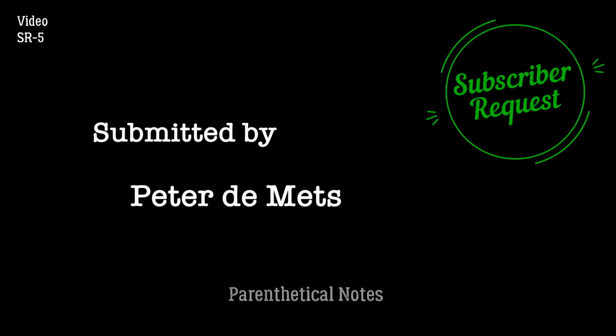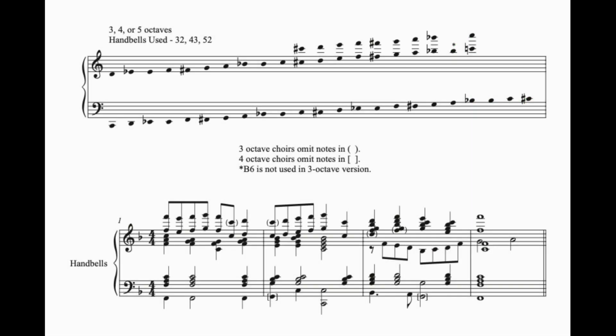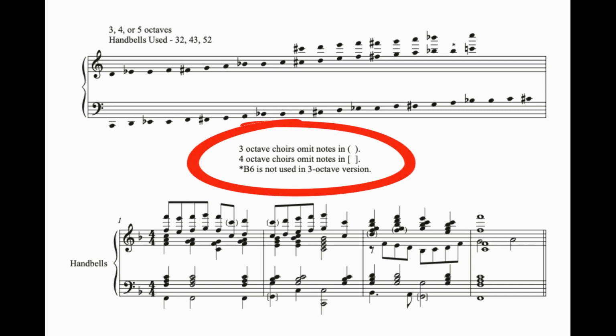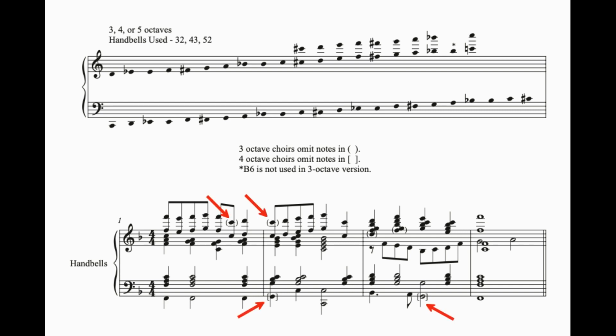Peter wants to know the best way to parenthesize notes for handbell choirs in Finale. Now, my understanding is that a handbell choir score can be created with notes that could be omitted depending on the size of the choir, and the standard notation for this is to put parentheses or brackets around certain pitches to be omitted by the smaller choirs.